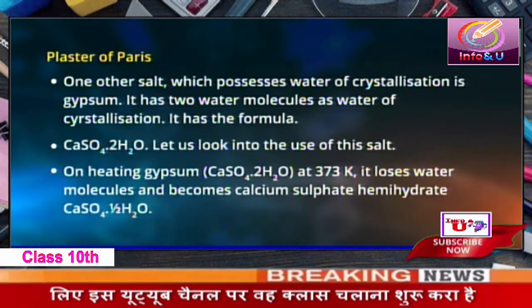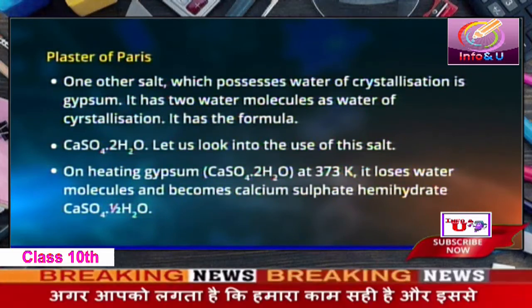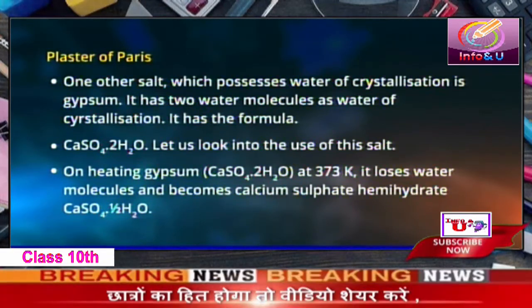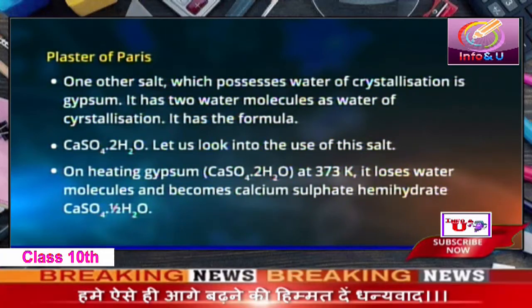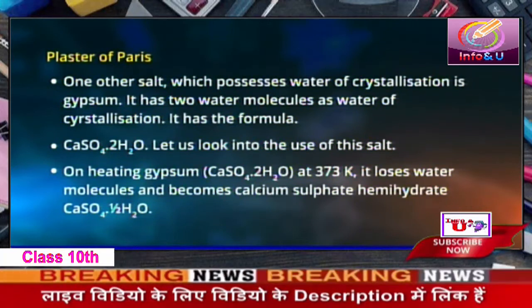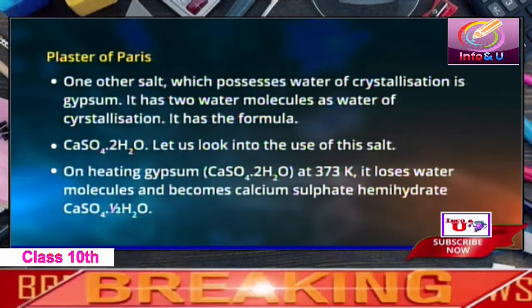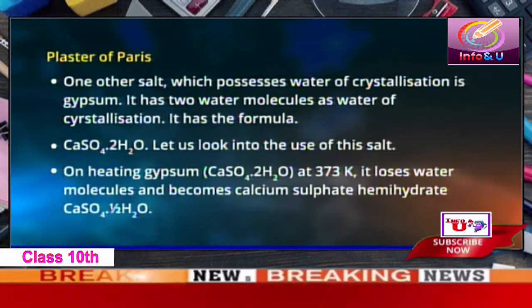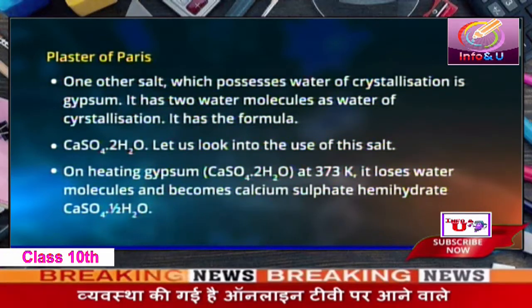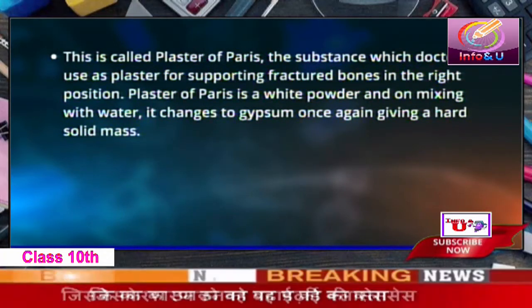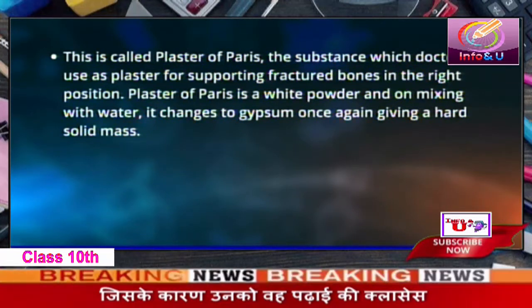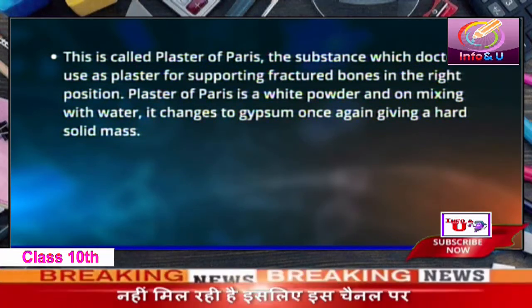On heating gypsum, calcium sulfate dot twice H2O, at 373 Kelvin, it loses its water molecules and becomes calcium sulfate hemihydrate, that is CaSO4 dot half H2O. Hemi, you know what the meaning is, hemisphere, half, okay. So this CaSO4 dot half H2O is called plaster of Paris, the substance which doctors use as plaster for supporting the fractured bones in the right position.